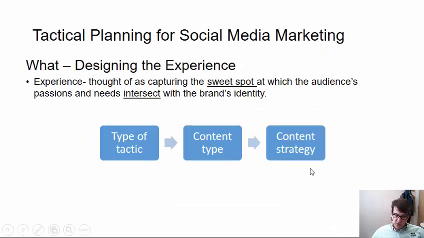Then coming back to content strategy. Content strategy talks about what themes or topics or ideas you are going to put out there to try to hit the sweet spot. Some examples of these could be what pain points your customers are having when they are interacting with your brand.